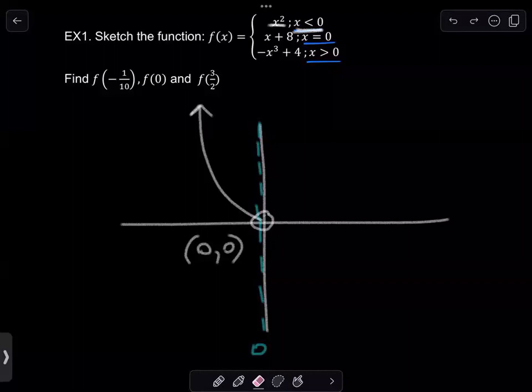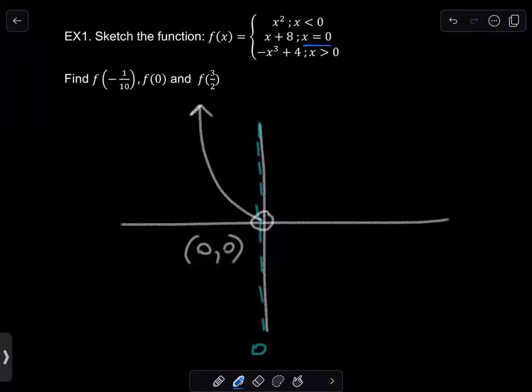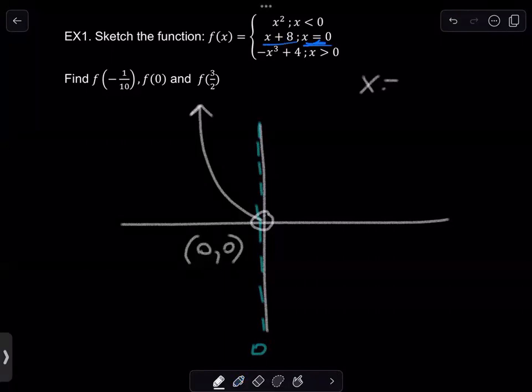Then let's look at the next portion of the piecewise function. When x is equal to 0, now this is something slightly different. We don't have less than or equal to, or greater than or equal to. We just have the equal to sign. So this is going to be a single point. When x is equal to 0, the y value is going to be x plus 8.